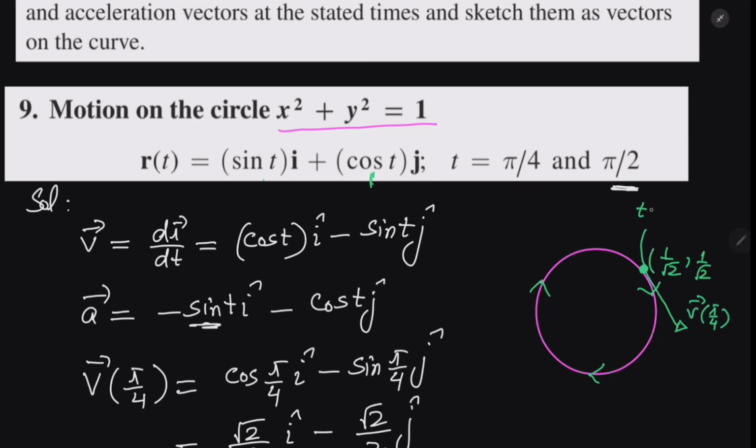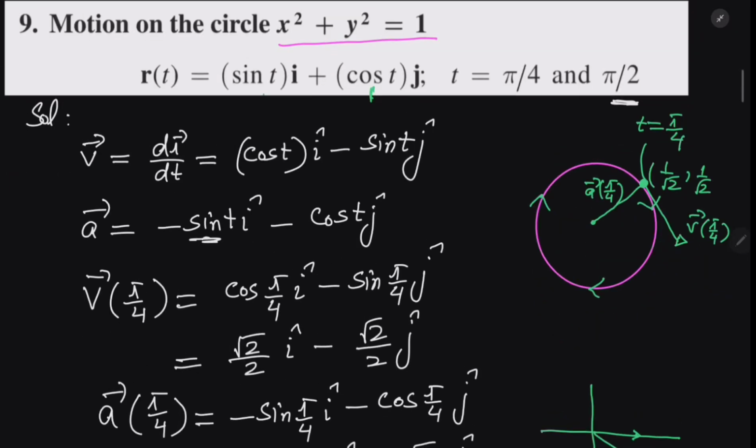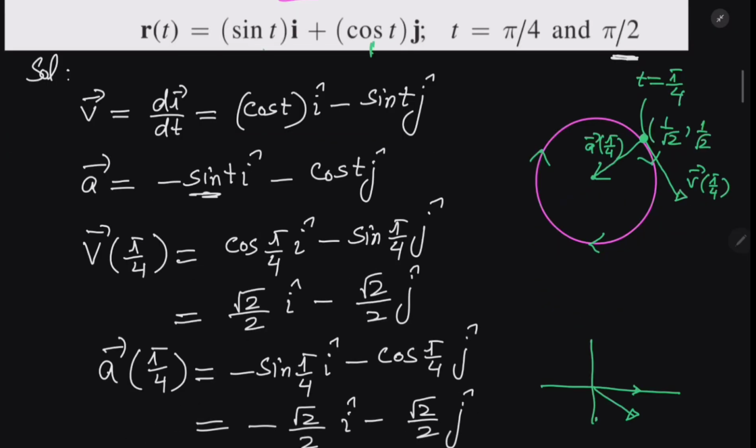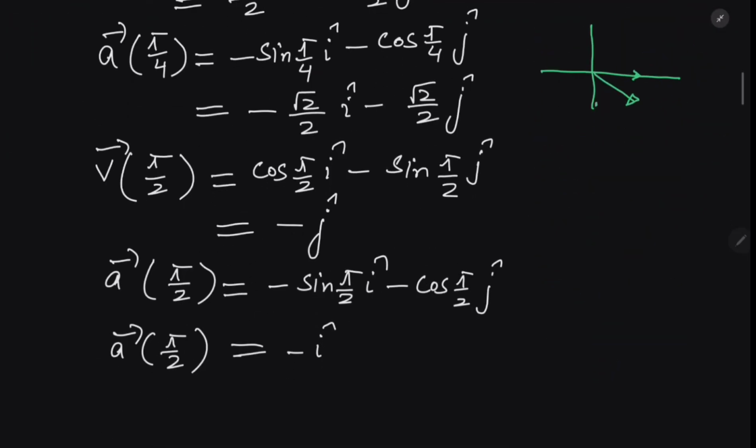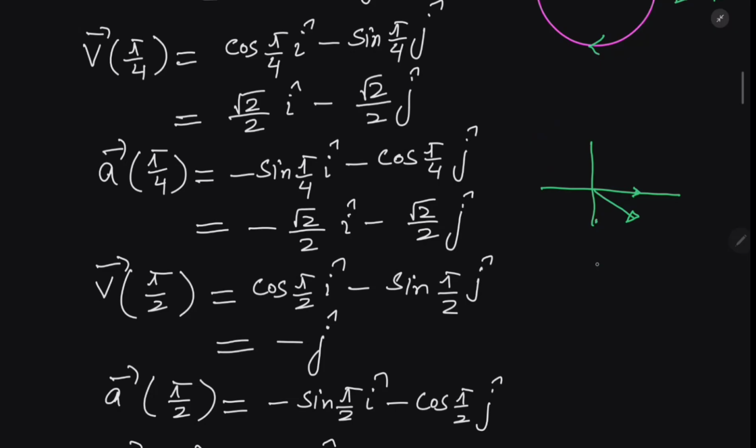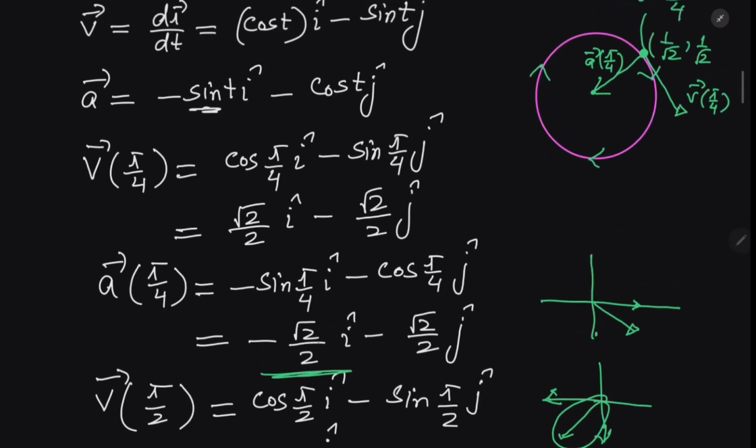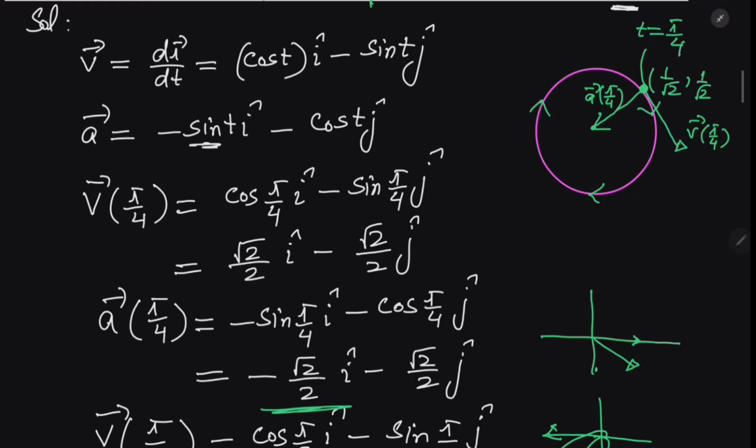This point corresponds to t equal to pi by 4, and this is the acceleration at pi by 4. And remember that it is towards the center. How can you plot the acceleration? Acceleration is negative, as you can see from here. It is negative x-axis, then negative j. So it means that it should look like this. So you just copy that value and put it over here at that particular point on the circle.